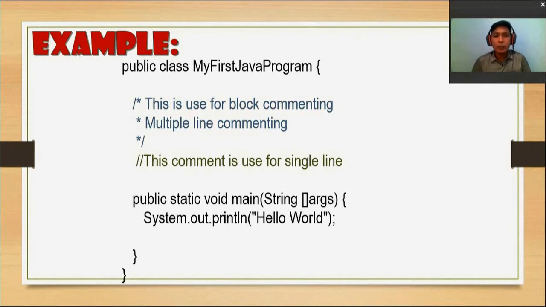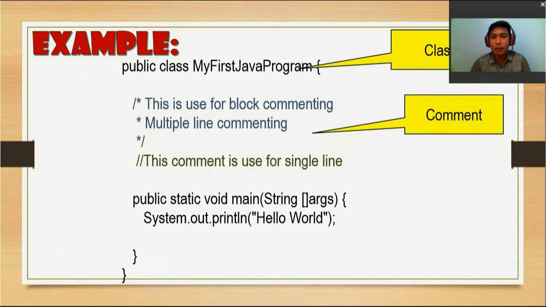The first line, which is public class MyFirstJavaProgram, is what we call a class, which is defined as a blueprint or template of the whole program. Next, we have a comment. In comments, we have two ways to create a comment. The first one is the use of slash asterisk at the beginning of a sentence and asterisk slash at the end of the sentence. So this is used for block commenting, or for multiple lines of comment.